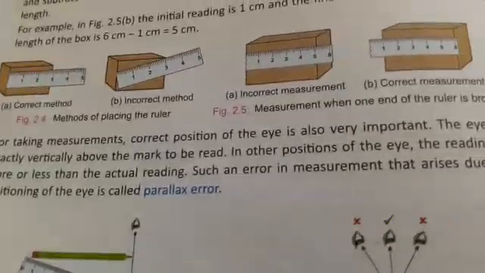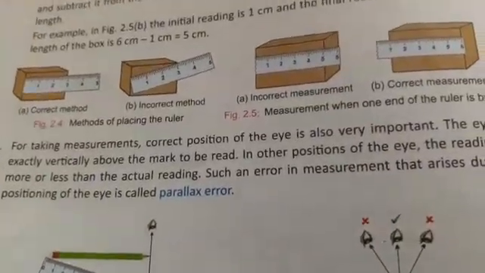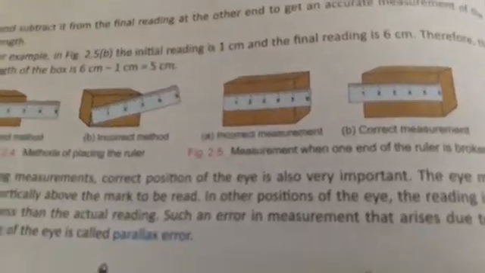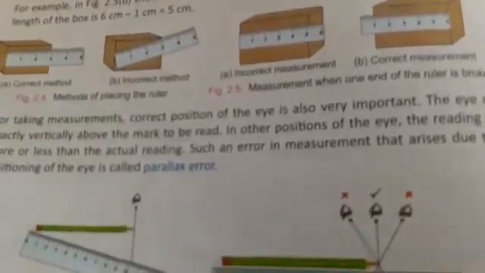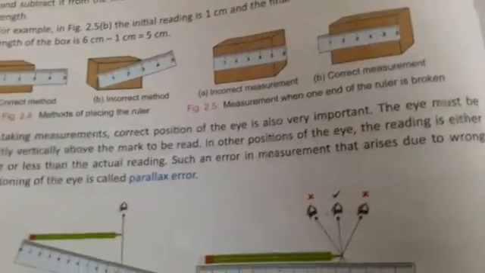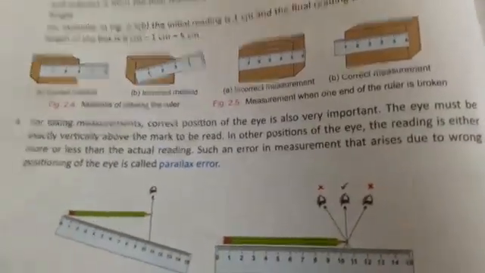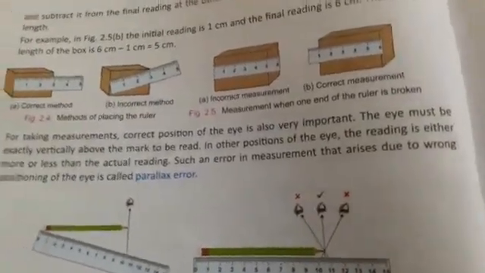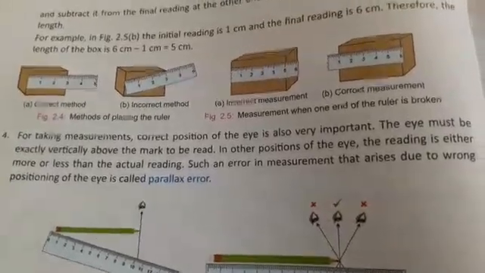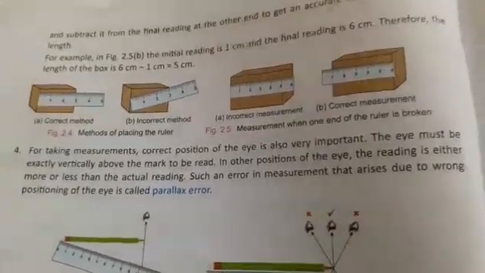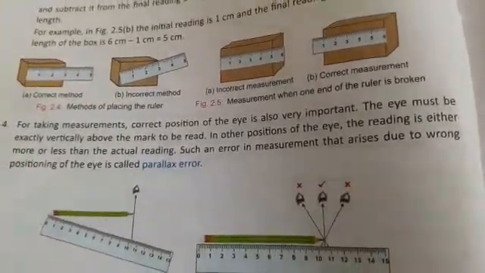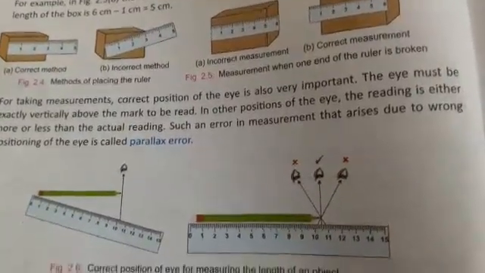Understand, students? Now the fourth point is, for taking measurements, the correct position of the eye is also very important. The eye must be exactly vertically above the mark to be read. In other positions of the eye, the reading is either more or less than the actual reading.